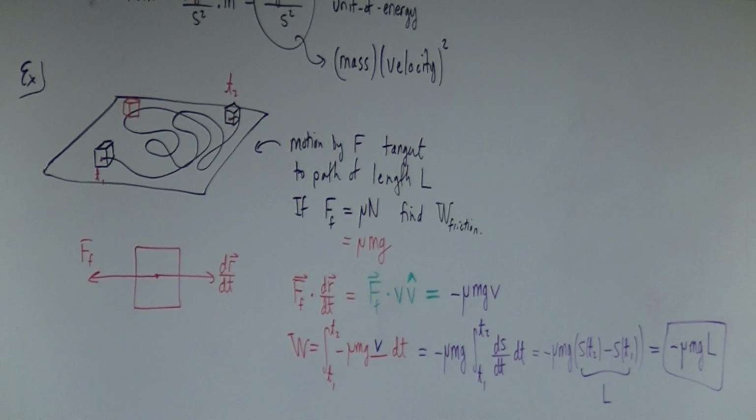Which is what you'd expect, right? If I ask the question, you move the box in a straight line 10 meters, and I tell you the force of friction is 10 newtons, and I ask the work done, you should immediately go minus 100 joules, right?